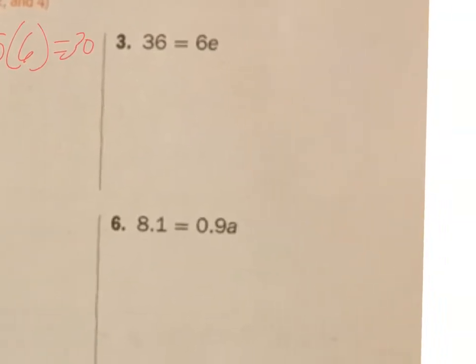Okay, now we have 36 equals 6 times e. I want to get this e all by itself. It's times 6, so I divide it by 6, divided by 6. 36 divided by 6 equals 6, and that equals e. I'm going to plug it in. 36 equals 6 times 6.